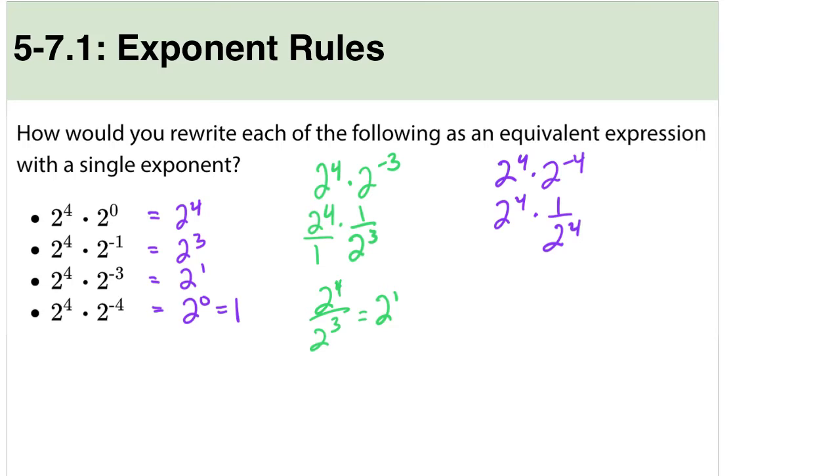Then the last one, 2 to the 4th times 2 to the negative 4th. Again, that negative exponent kicks it to the denominator. And so I have 1 over 2 to the 4th. And if I multiply that one out, I would have 2 to the 4th over 1. And so I have 2 to the 4th, multiply across the top, 2 to the 4th, multiply across the bottom, and that's going to be the same as just 1.